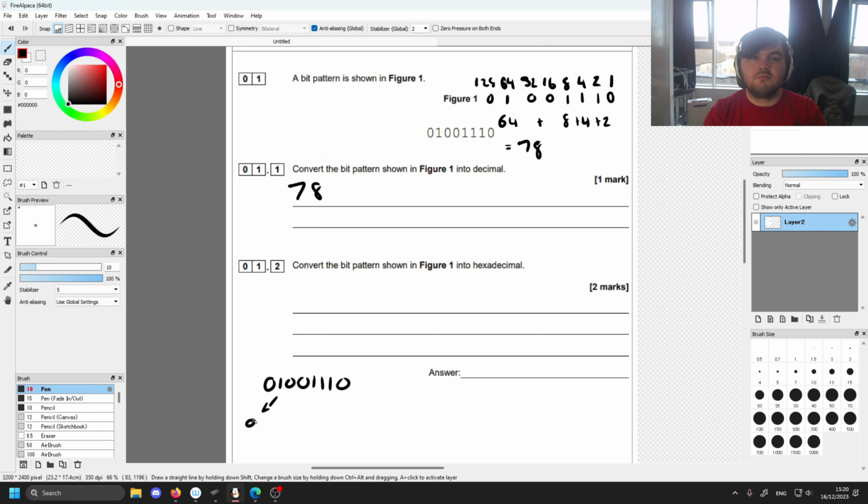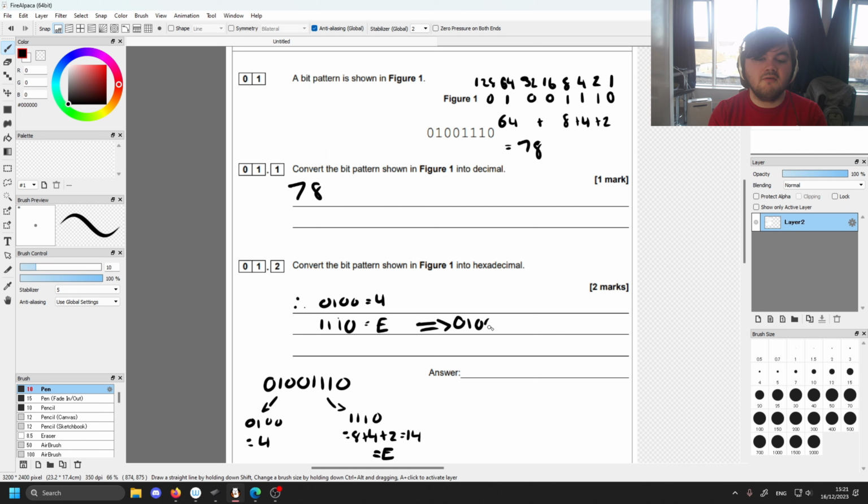Question 1.2 then asks us to convert this same number into hexadecimal. We can simply do this by breaking the number down into bit patterns of 4 digits, which we get as 0100 and 1110. 0100 is equal to 4, and since this is a hexadecimal value, we don't need to touch it. 1110 is equal to 8 plus 4 plus 2, which is 14, and the hexadecimal value for 14 is E. Now you just have to combine these numbers together to get your hexadecimal number, which is 4E.